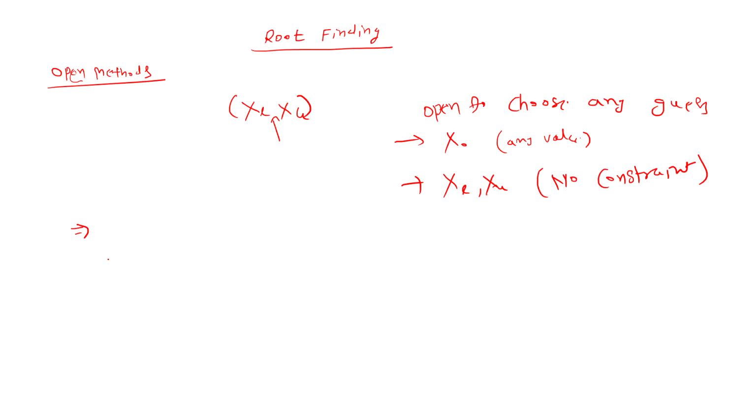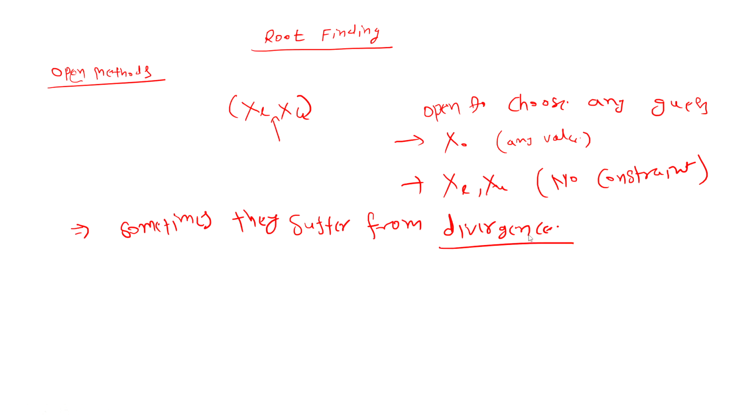The second thing which I want to say about these open methods is that sometimes they suffer from divergence. What do I mean by divergence? They might not approach the true root, and the solution might be going away from the true root as we progress into the iterations.